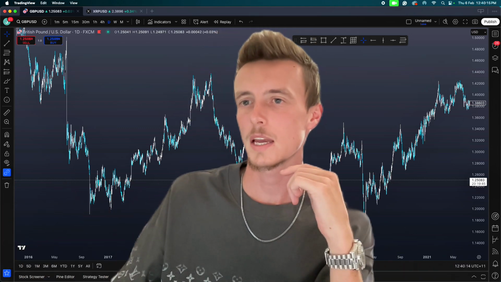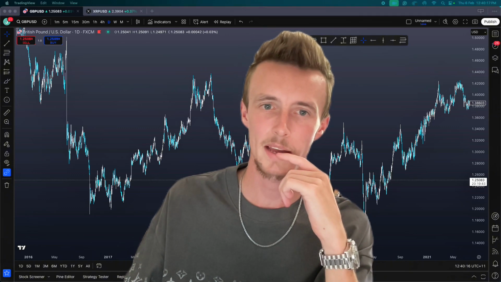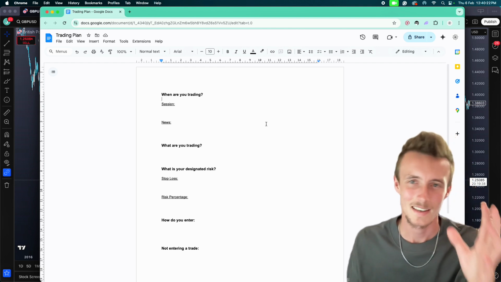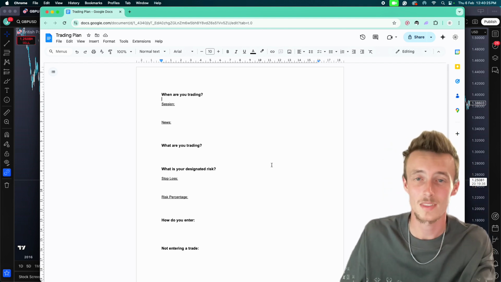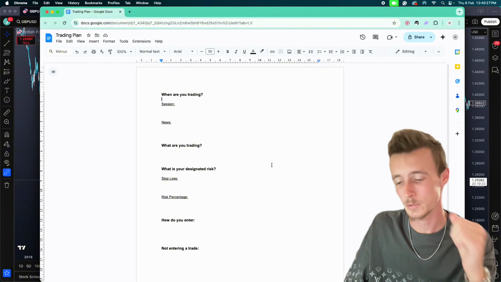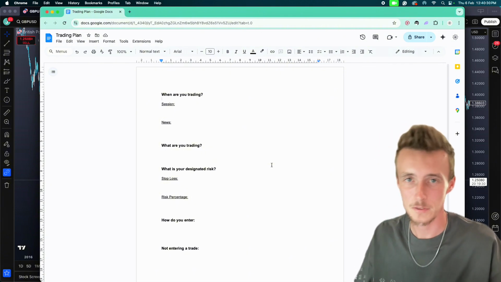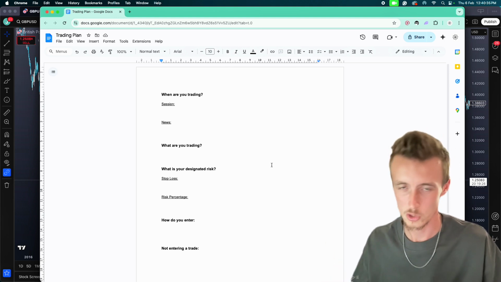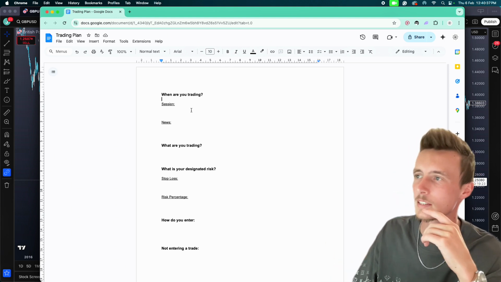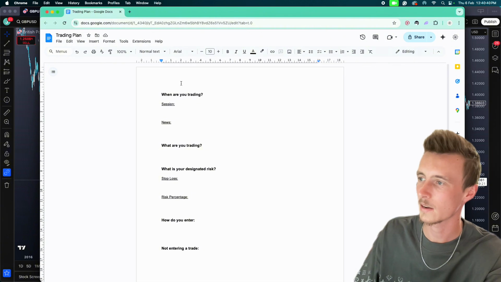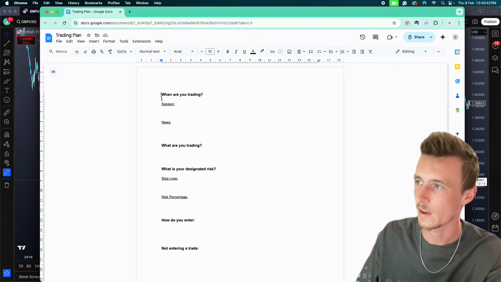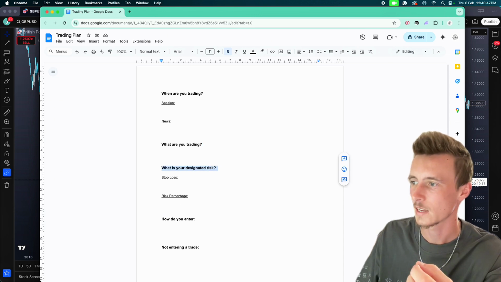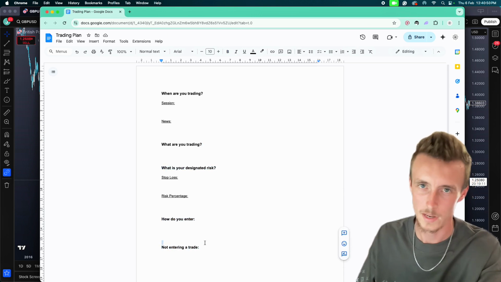So let's jump over here, and I'm going to add in this little document. Now, it doesn't look like much, I know, because let's face it, the trading plan is actually really simple to write out. So let's fill this out together, because I want to make sure that we are doing absolutely everything that we need to. I'm not just showing you this and saying, let's go for it. So this is our trading plan, and basically we're just breaking it down into 5 little steps. We have when are we trading, what are we trading, what is our designated risk, how do we enter, and when are we not entering into a trade.